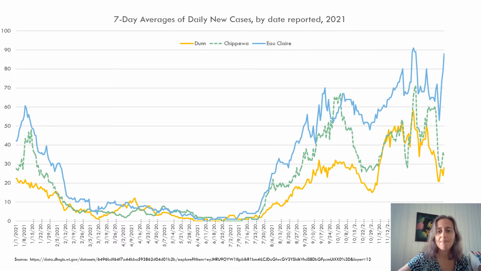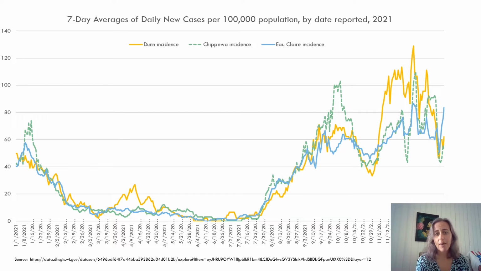So if we do that, and we adjust for population, right? So this is 7-day averages again, but per 100,000 population. So we're looking at the 7-day average of daily incidence of new cases in these different counties. You can see actually that Dunn County is doing the worst. In terms of last April, you can see our incidence rates per population were much higher. Then you can also see that in November, certainly, our rates were much higher in Dunn County.